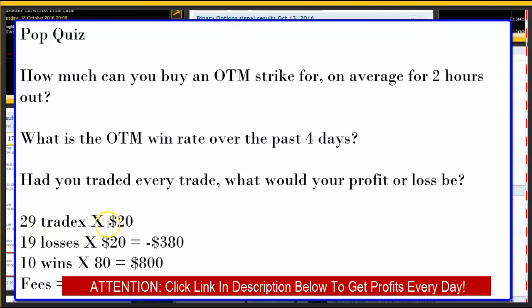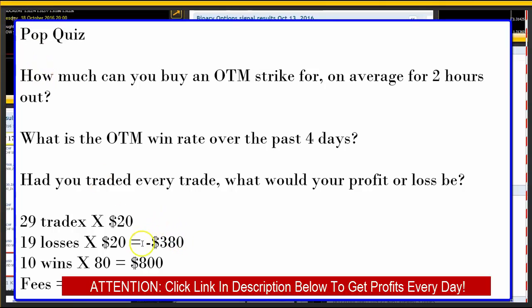29 trades at 20 bucks each. 19 losses at 20 bucks each equals negative $380 if you're trading on Nadex, or negative $3.80 on Kenner Exchange. So 10 wins times 80, that's your profit, equals $800. Fees, we're just going to go at $2 a trade. We're going to go high. I know it's $1.80, but there you go. So your total profit would be $362.